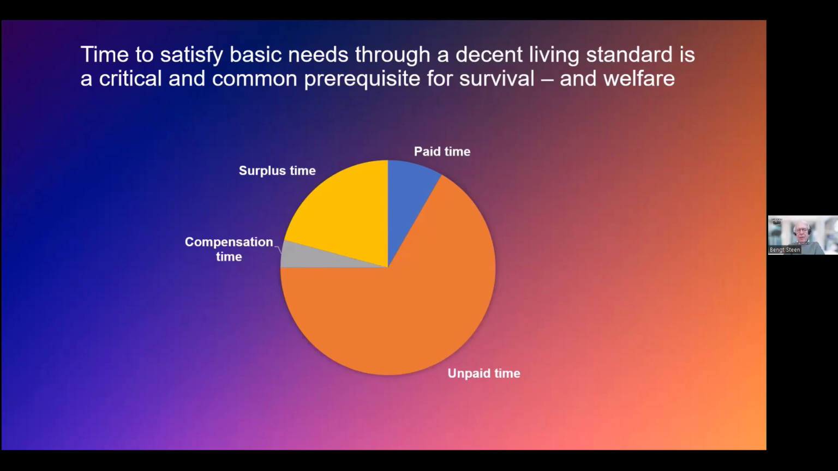And then you have compensation time, which is externality related. That's time you have to work or act to compensate, to have a sustainable living. That's not to decrease the natural capital and things like that.